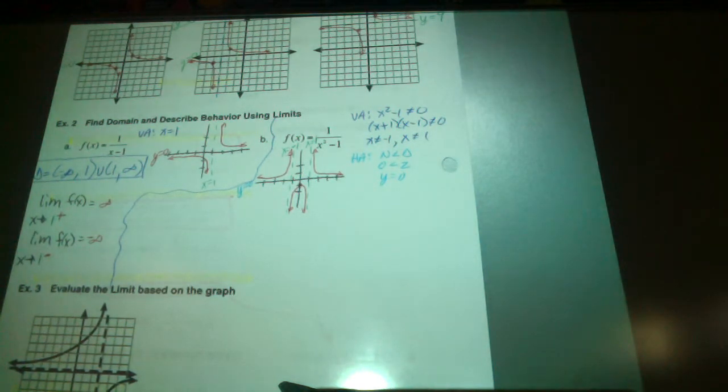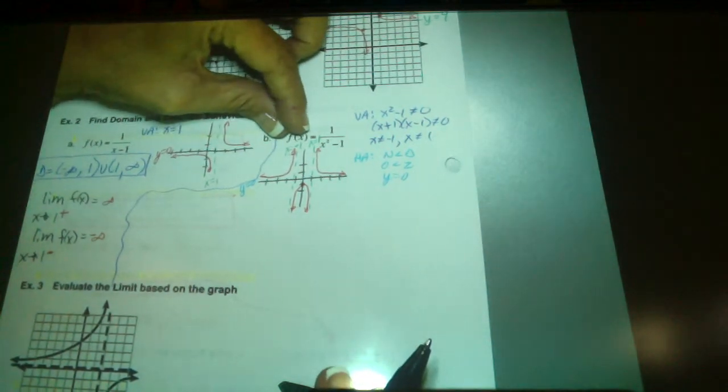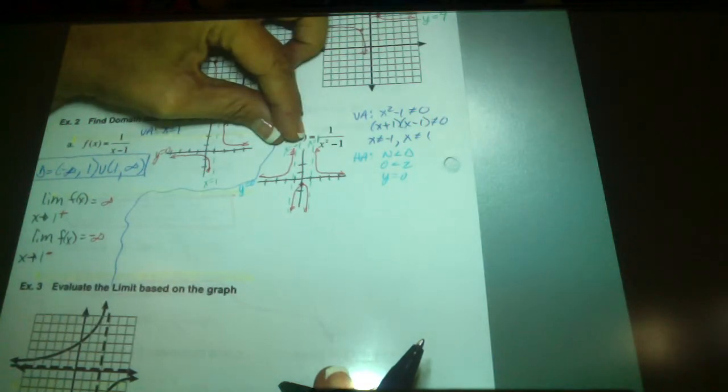4 limits altogether. So let's start with the leftmost vertical asymptote. How do I know what x is approaching? I look at my vertical asymptote. This vertical asymptote is -1.